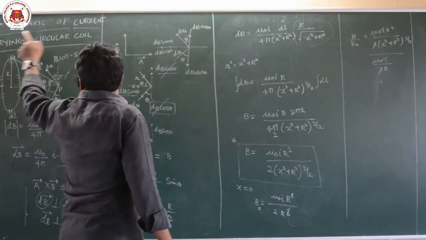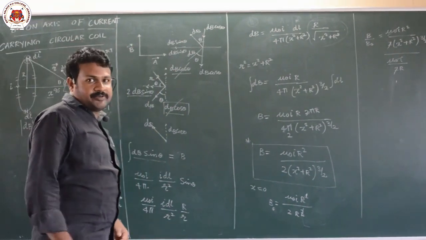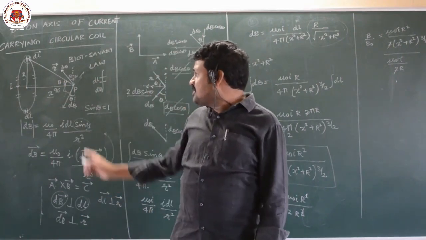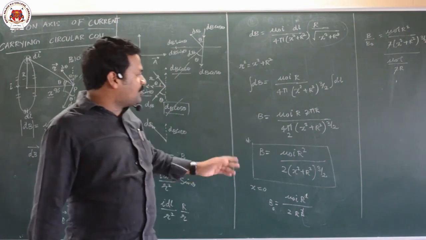This is about magnetic field on the axis of a current carrying circular coil. So this is a very important derivation. Just practice it, take a screenshot of this board and practice it.